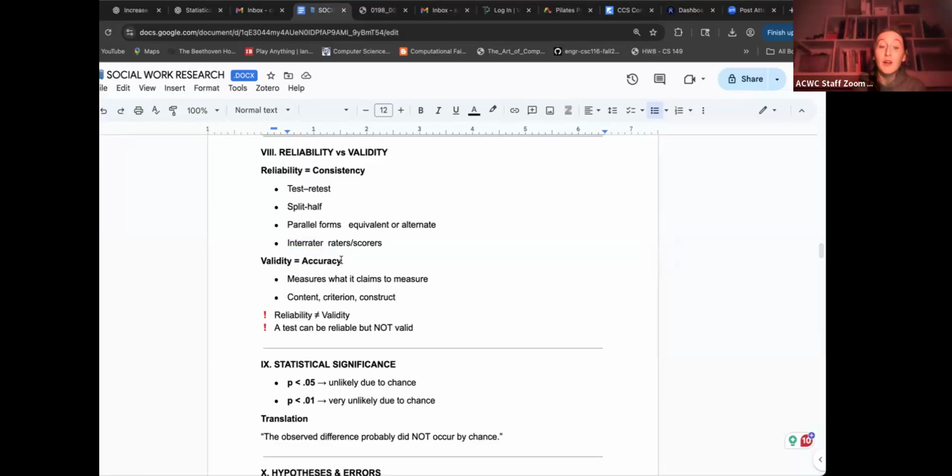Okay, validity, like I was saying earlier, that's accuracy. Is this assessment truly measuring what it's supposed to be measuring? So, for example, on the Beck Depression Inventory, it says depression, but is it truly measuring for depression? That's all validity is. It measures what it claims to measure. What this means right here: the content, the criterion, and the construct.